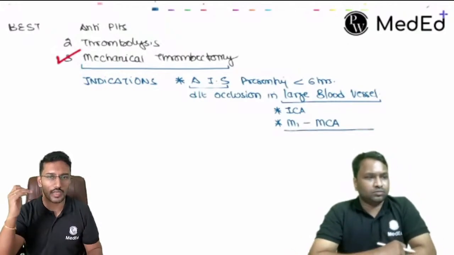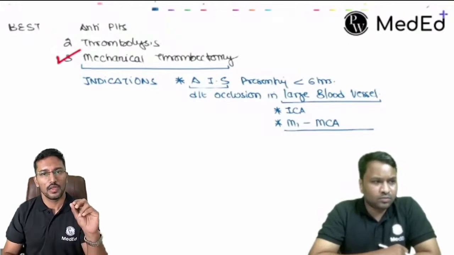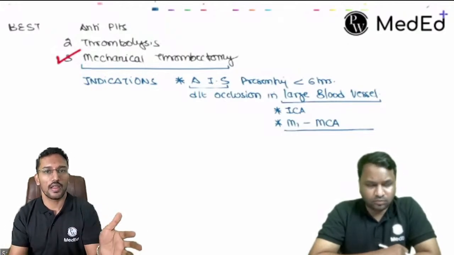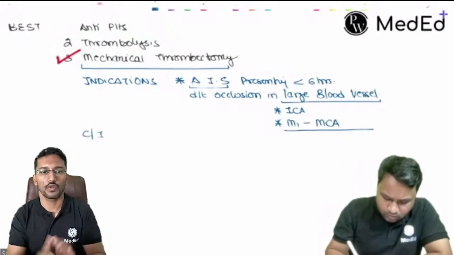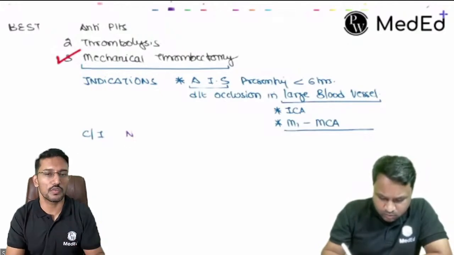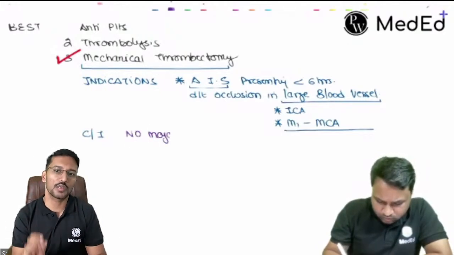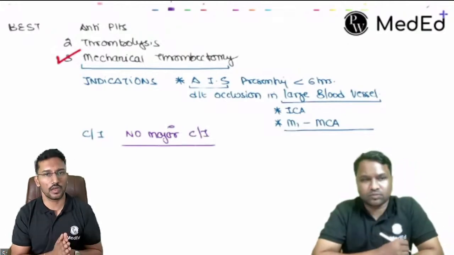Like, we don't need to remember the levels of evidence at this level. Okay, so this is the indication. Now, if you ask me what are the contraindications, there are no major contraindications for this procedure. So you can take it up for any patient who has a large blood vessel occlusion presenting with acute ischemic stroke within 6 hours. Okay, so this is one approach.